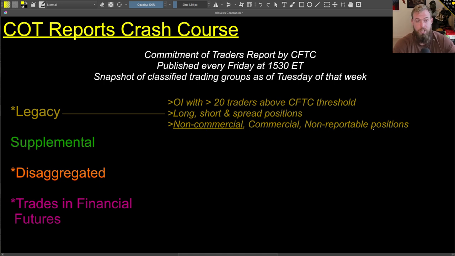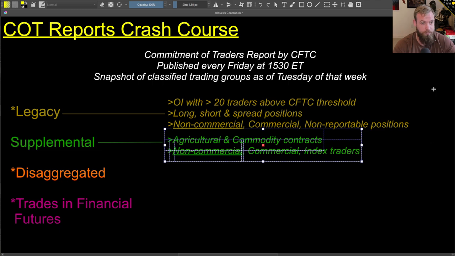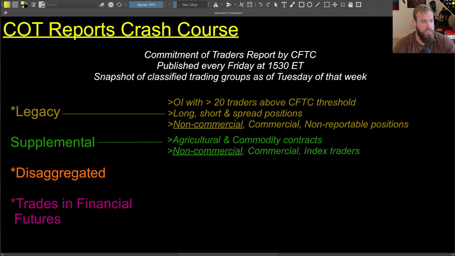And then non-reportable positions is small people. That's like most of us as retail traders. Definitely don't want to use us for a lot of information. So next up, we have supplemental. So these are going to be agricultural commodity contracts. Again, this is broken out into non-commercial, commercial, and then index traders. I don't trade these too much, but this gives you, again, just better fidelity on different commodity style contracts.